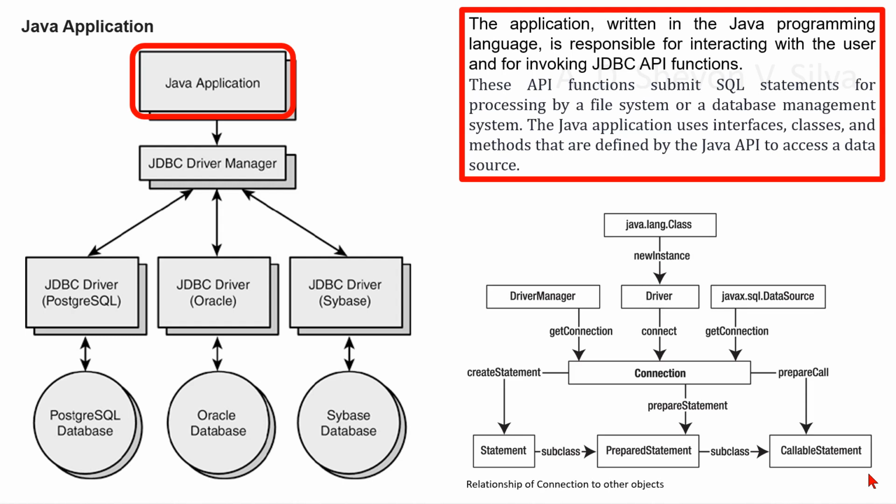If used, the result parameter must be registered as an out parameter. The other parameters can be used for input, output, or both. Parameters are referred to sequentially by number, with the first parameter being 1.